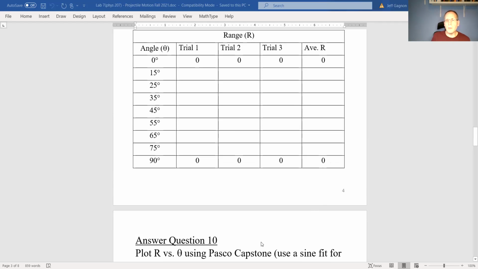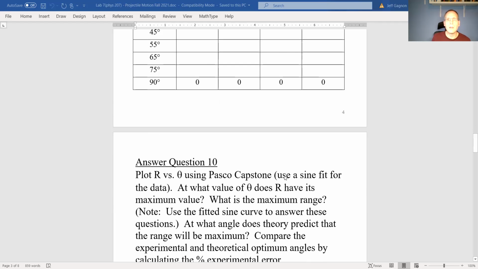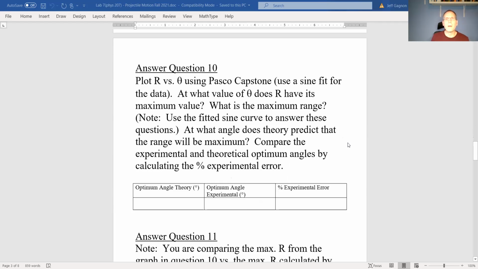Okay, then your next question that you're responsible for is question 10. Here you're going to plot range, so this last column here, versus angle. So angle is on the x-axis, so maybe make a little X to remind you, and range is on the Y, so range versus angle. Now, it turns out the optimal angle, the angle at which we have the maximum range theoretically, should be 45 degrees. So you can just write 45 degrees.